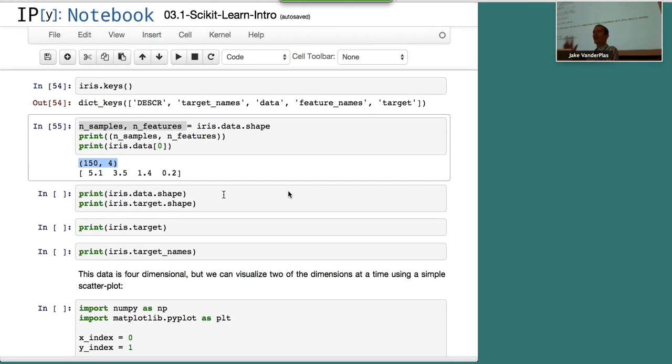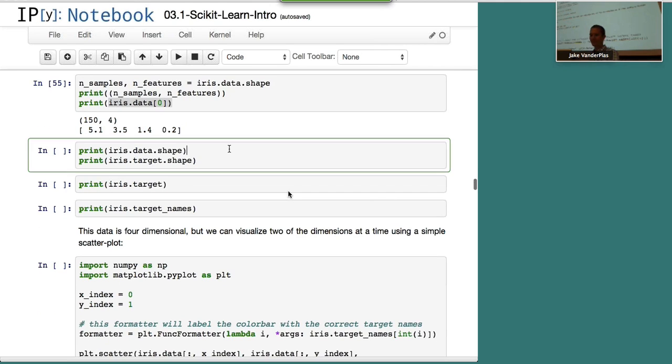Right, so that's 150 different flowers, and for each flower we have 4 measurements. And just to take a look at the first row of this data, the petal length is 5.1 centimeters, the width is 3.5, the sepal length is 1.4, and the width is 0.2. So that's our data. For the purposes of the algorithm, this is everything we know about that iris.